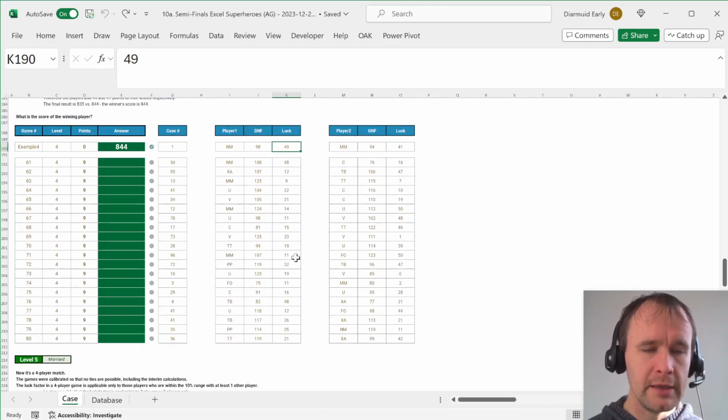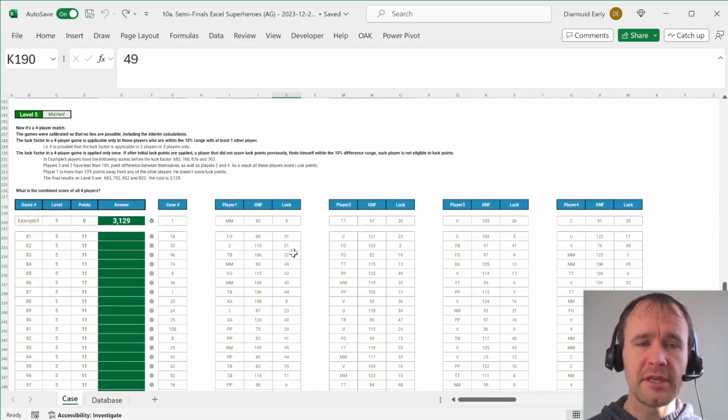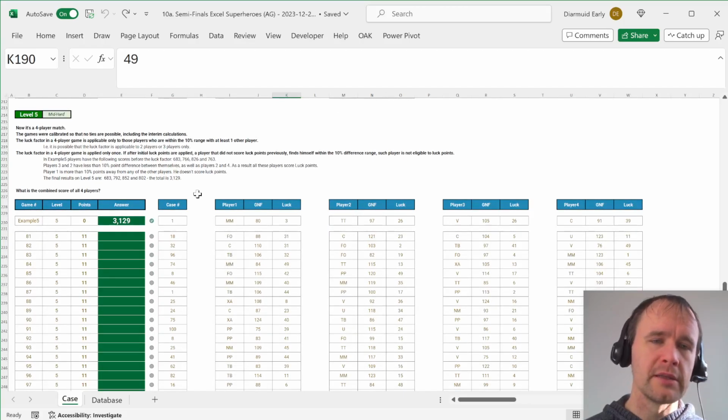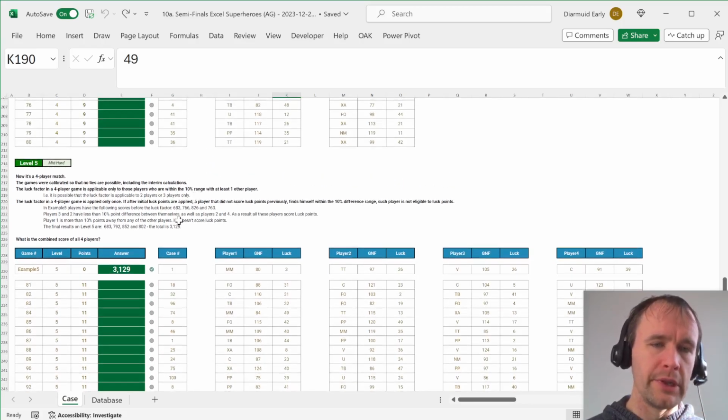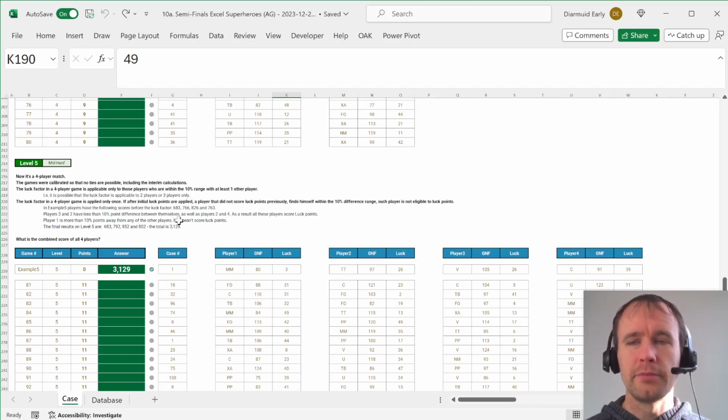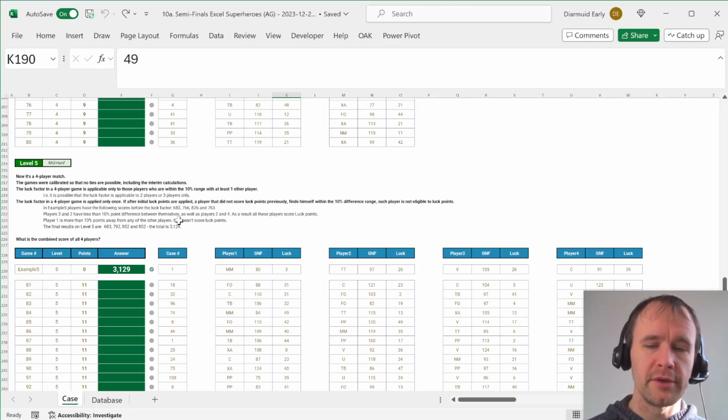Anyway, that's the idea. Then level 5 is the same thing, except now we've got 4 players. The slight subtlety here is that the luck points are only applied to players who are within 10% of each other.